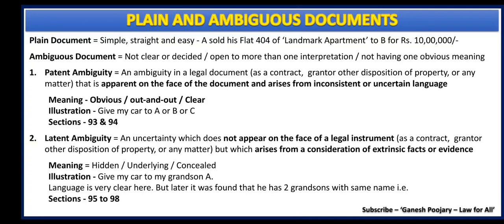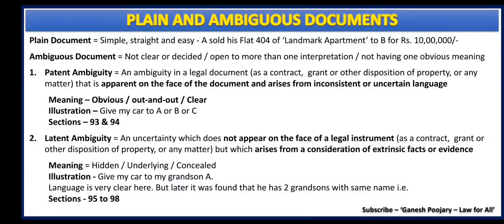Like for example, I have given a simple illustration. One person, Mr. X, says, give my car to A or B or C. Now Mr. X is not here. Now whom to give the car? Whether to give it to A or to B or C. That statement is confusing and that is exactly what is called patent ambiguity, and the term is discussed under section 93 and 94, which is my next video.